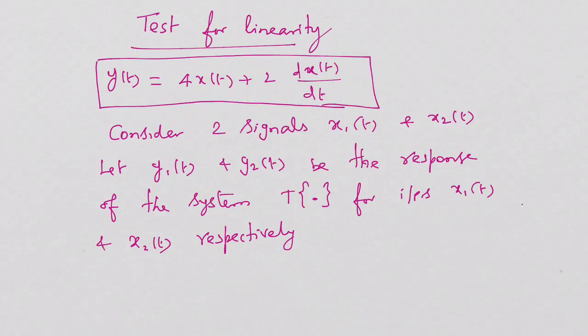Let y1 of t and y2 of t be the responses of the system, which is described by a transformation operation for the inputs x1 of t and x2 of t respectively. So y of t, what is given? y of t is equal to 4 into x of t plus 2 into d by dt of x of t.